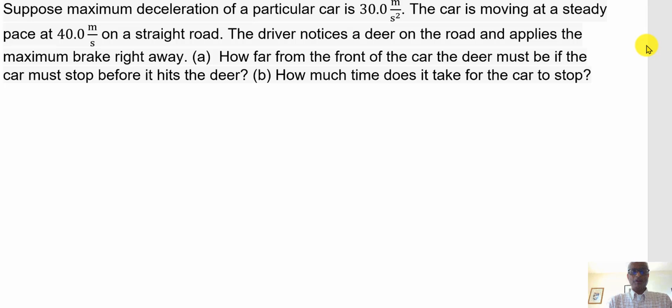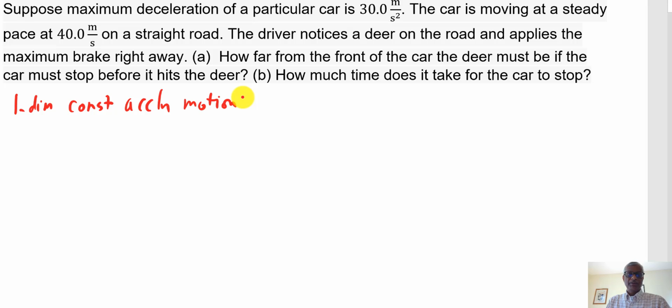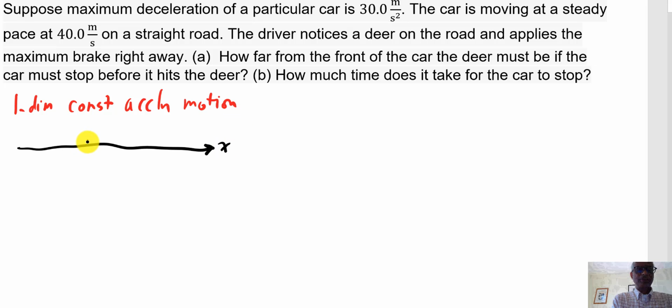So today we have a problem in one-dimensional constant acceleration motion. The motion can always be placed on the axes. So we like to place it, say, on the x-axis, with a marked origin.